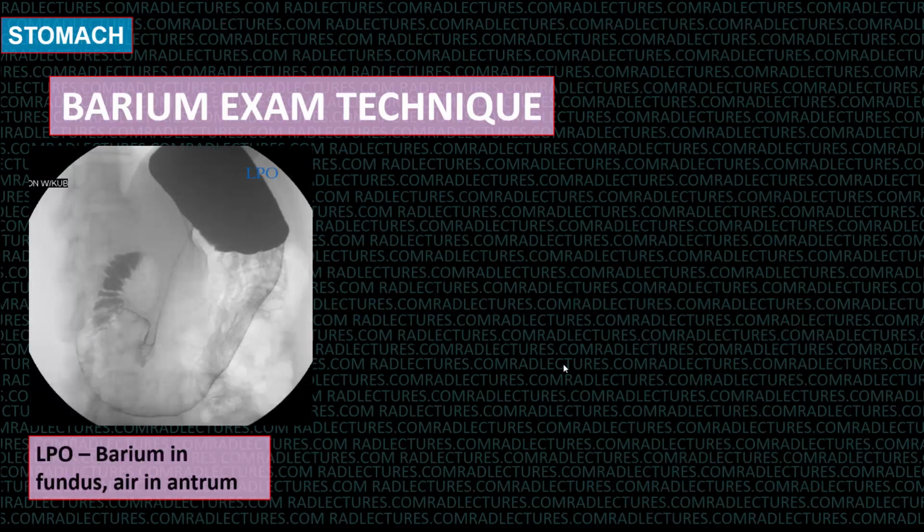Now, the filming or the imaging is done in 3 positions because the barium and air are in different parts of the stomach in different positions. So one is in the LPO, where the barium is in the fundus and air is in the antrum. When I say LPO, which is left posterior oblique, it is in relation to the table, not in relation to the film, which is normally the case in radiography.